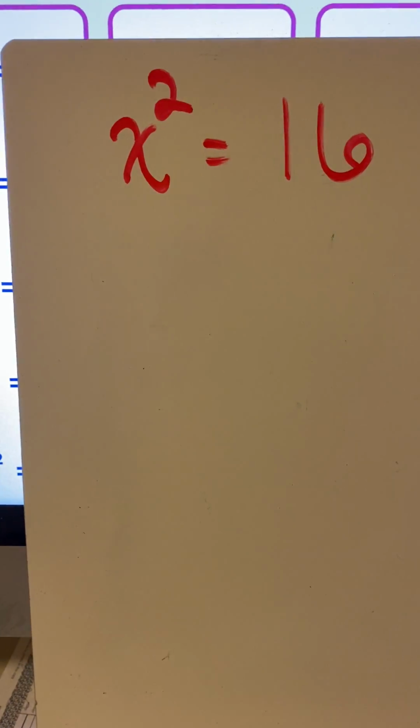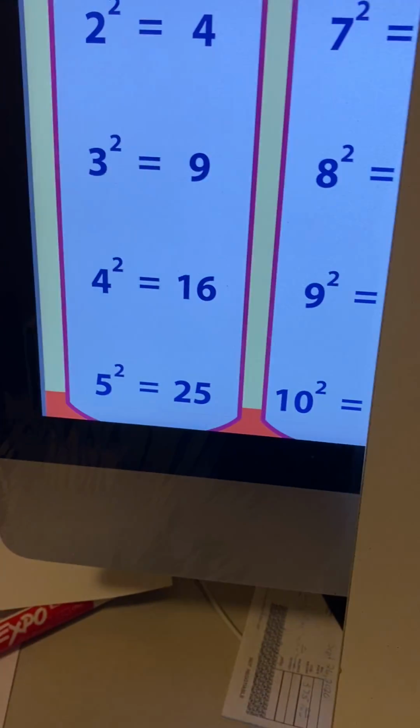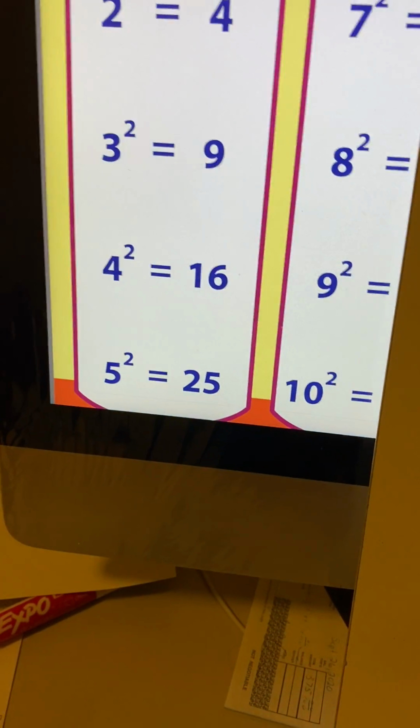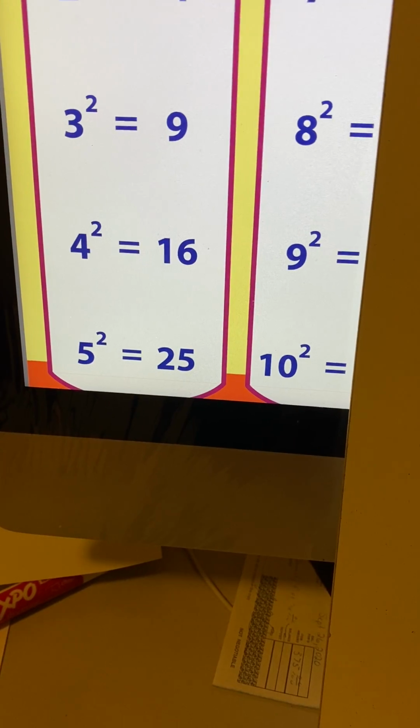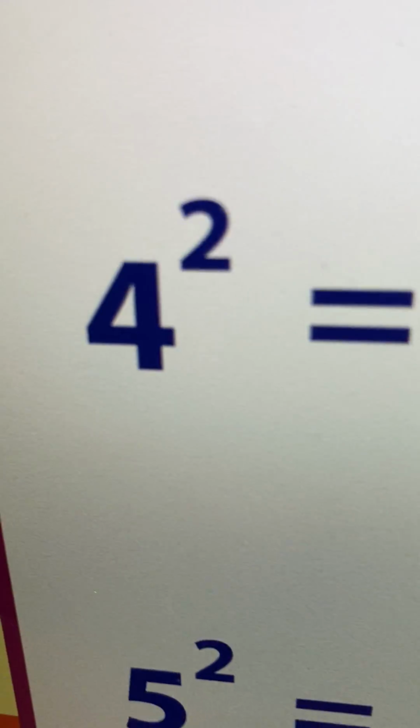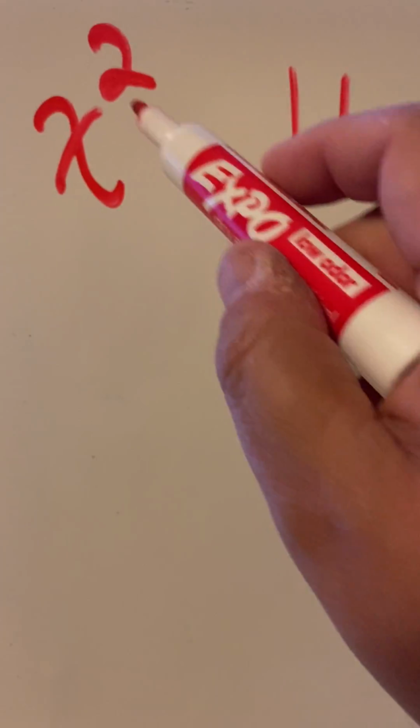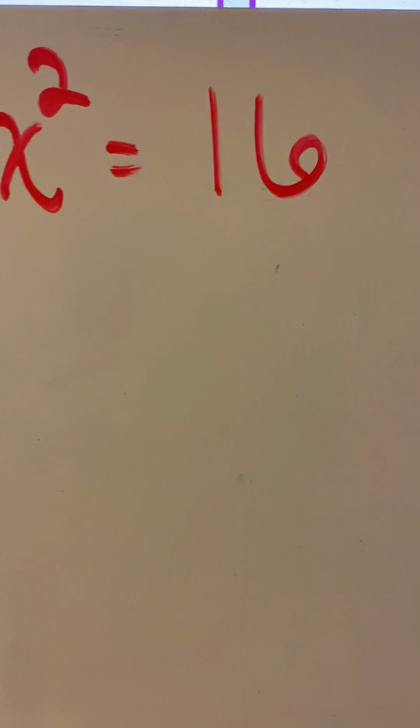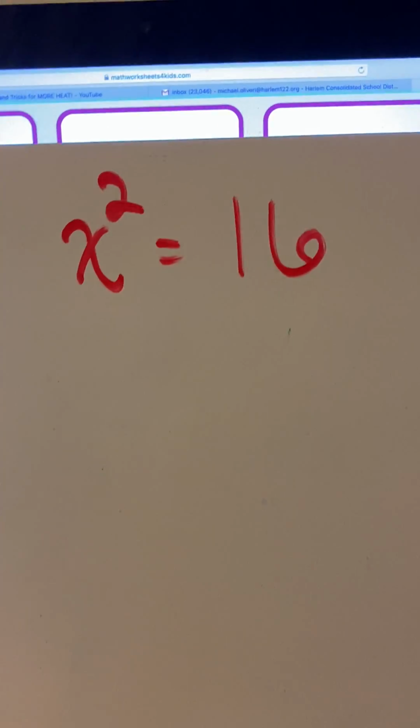Okay. Now, you could probably look at this and use the chart and just go, oh, okay, I know that a number times itself, if I put it into this, would be 4. 4 squared equals 16. Isn't that the same thing that I'm looking for right here? 4 squared equals 16. 4 times 4 is equal to 16. They want you to show it algebraically.